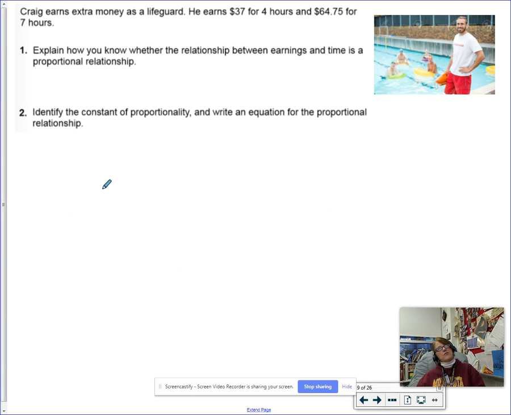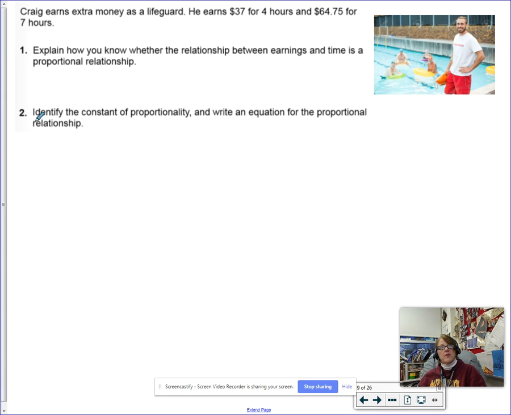Let's cruise through this last one. Here's Craig. He's a lifeguard. Okay? Lest you think that's an easy job, it's an incredibly stressful job. Trust me. He earns $37 for 4 hours, $64.75 for 7 hours. Okay? Explain how you know whether the relationship between earnings and time is a proportional relationship.